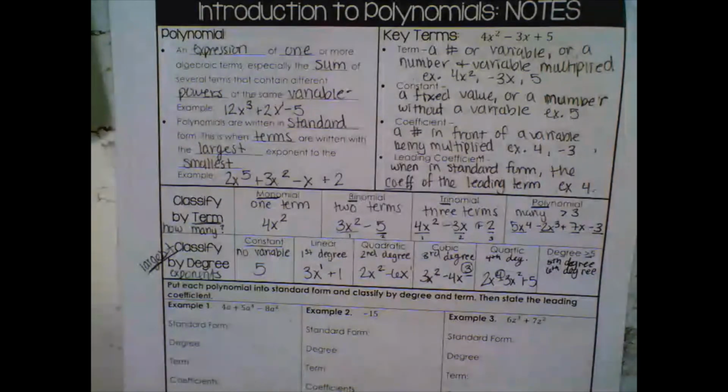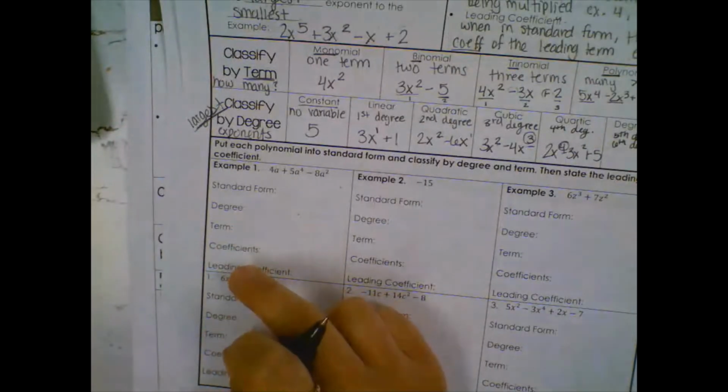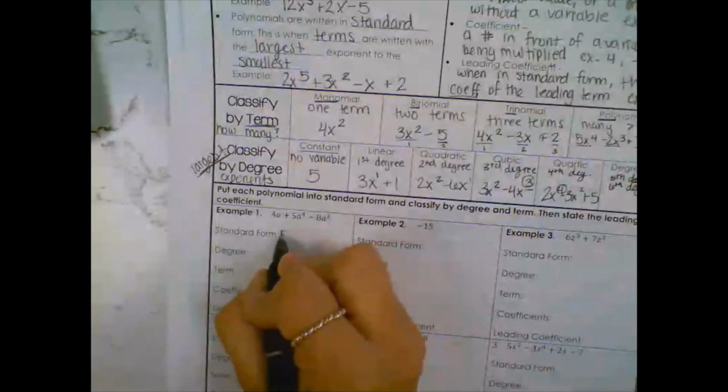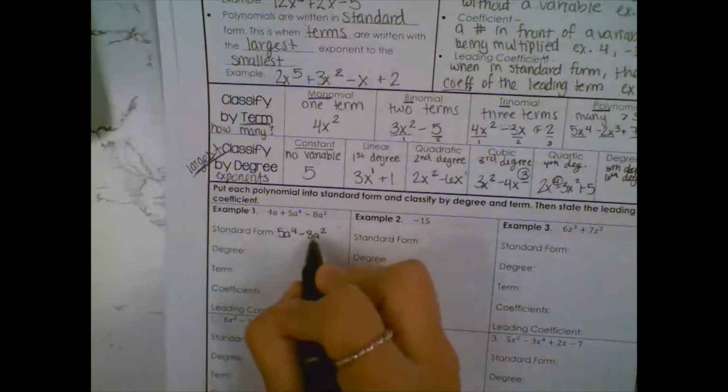So what we're going to do is get into some examples on making sure we know how to write something in standard form, classify by degree, classify by term, identify the coefficients, and then the leading coefficient. So this first one is not in standard form. Remember, standard form is largest to smallest. The largest exponent is to the 4th, so that term needs to go first. Next is to the 2nd, so that minus 8a squared comes down, and then 4a is last. So I just rewrote it, largest to smallest.